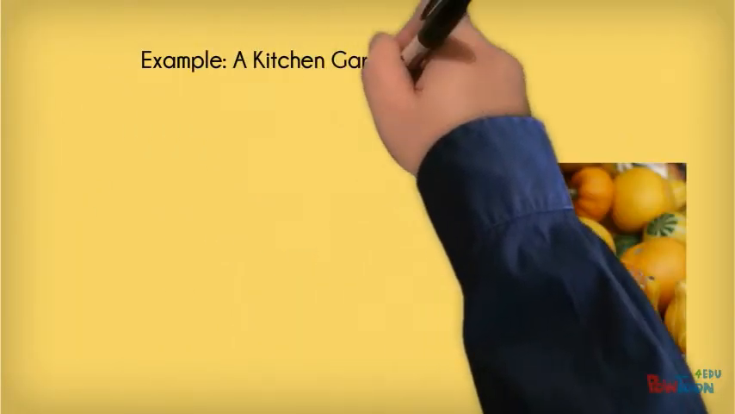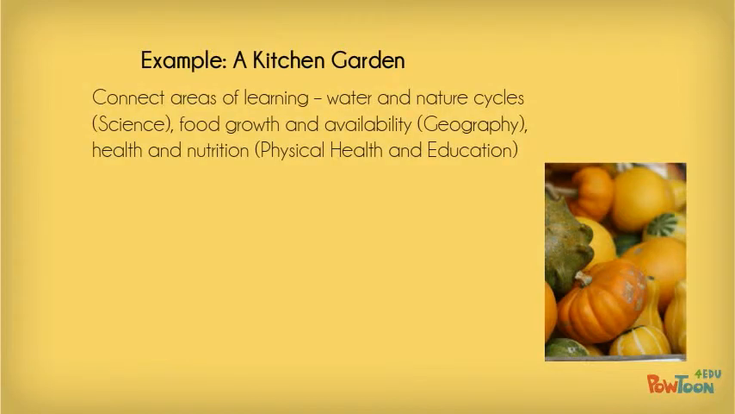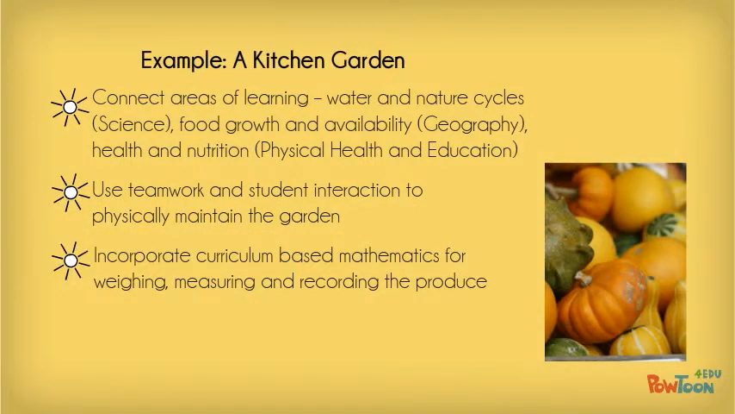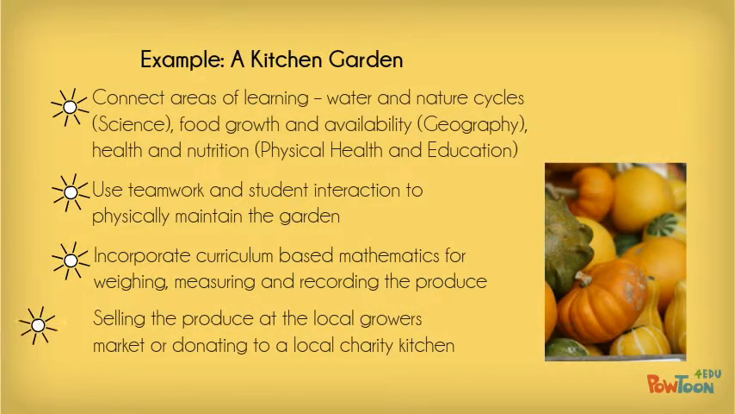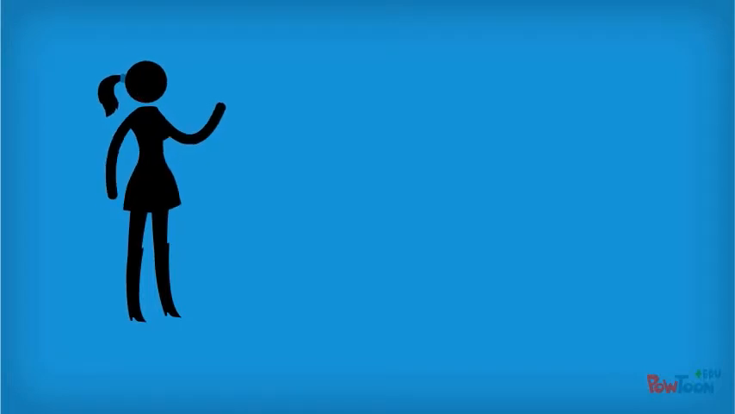An example of how a primary school would incorporate these ideas would be to use a kitchen garden. This would allow a teacher to connect areas of learning, such as water and nature cycles, food growth and availability, health and nutrition, use teamwork and student interaction to physically maintain the garden, incorporate curriculum-based mathematics for weighing, measuring and recording the produce, and selling the produce at the local growers market or donating to a local charity kitchen.